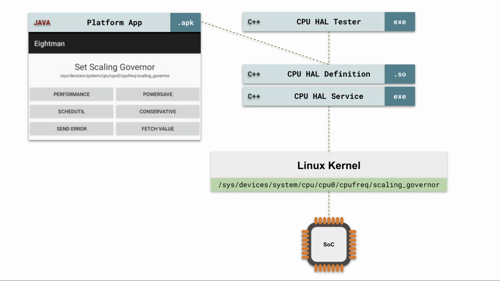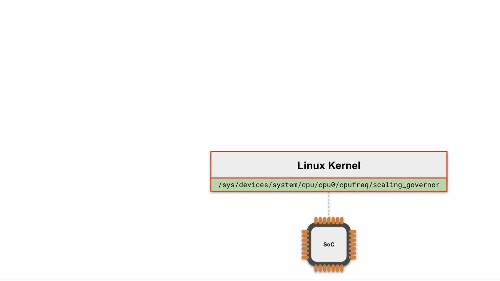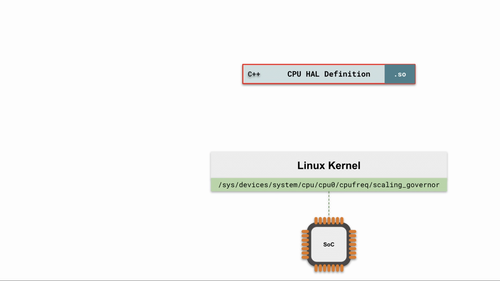In this course, we will develop a complete data pipeline starting from a persistent application platform service to a kernel driver. The kernel driver we'll connect to is the CPU scaling governor, a driver responsible for managing the frequency of the CPU to balance performance and power consumption. We'll begin by creating a CPU HAL, hardware abstraction layer, interface definition file using AIDL, Android Interface Definition Language. The CPU HAL will define the functionality a HAL service implementation will provide for external applications.